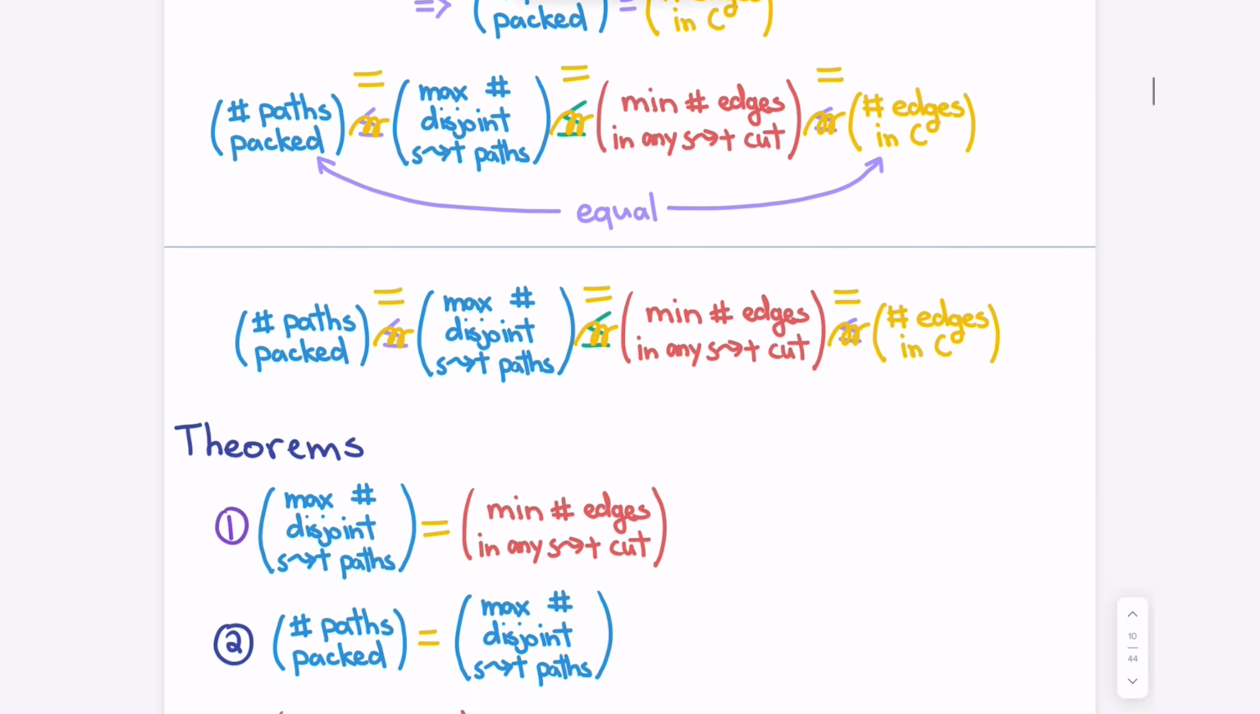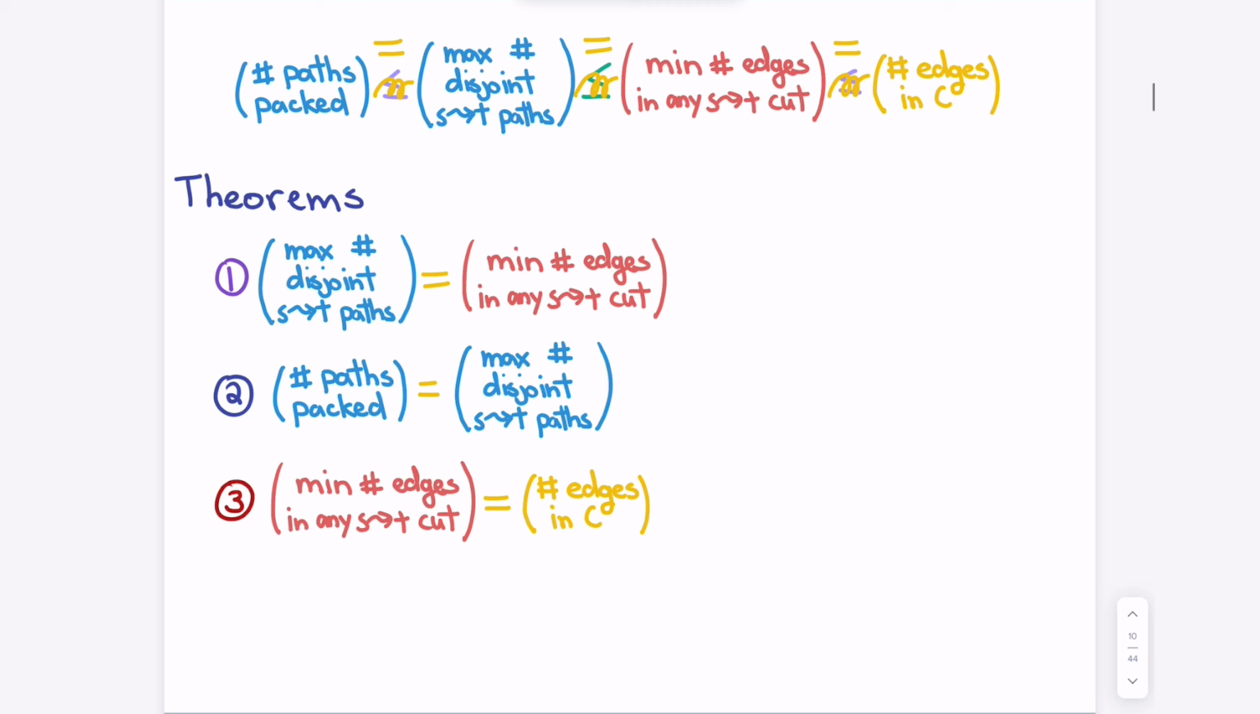Okay, so we actually got three theorems, I guess, for free. One is just this structural aspect: the maximum number of paths is always equal to the minimum number of edges in any ST cut.